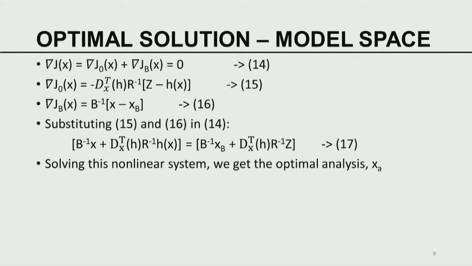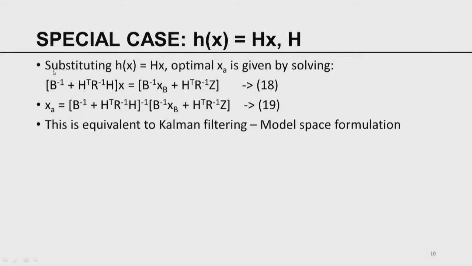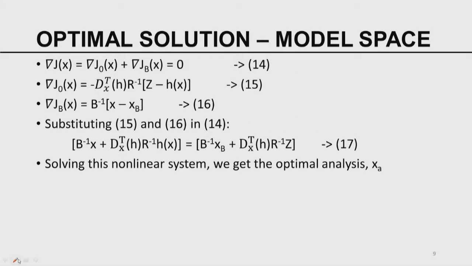We can compute the gradient. The gradient of the sum is the sum of the gradients, the Hessian of the sum is the sum of the Hessians. So the gradient of J naught, the gradient of Jb, substituting, summing and equating that to 0, I get the general equation.